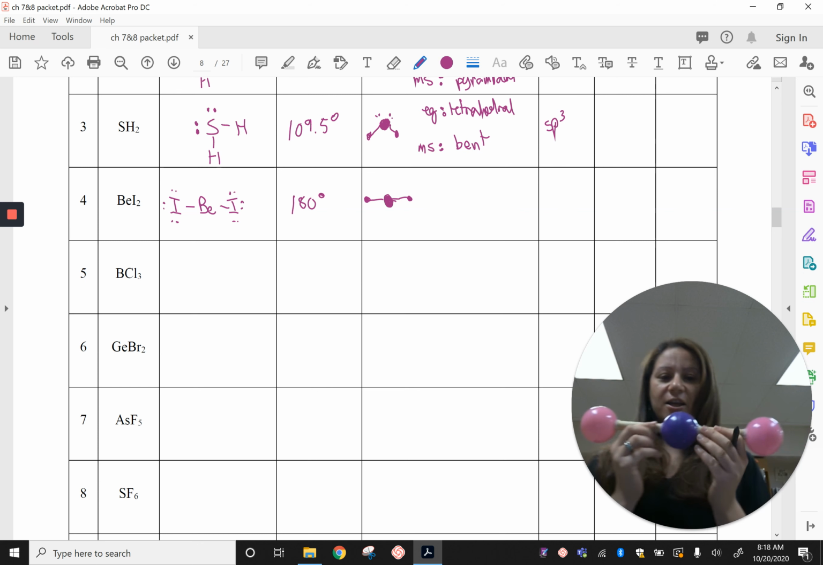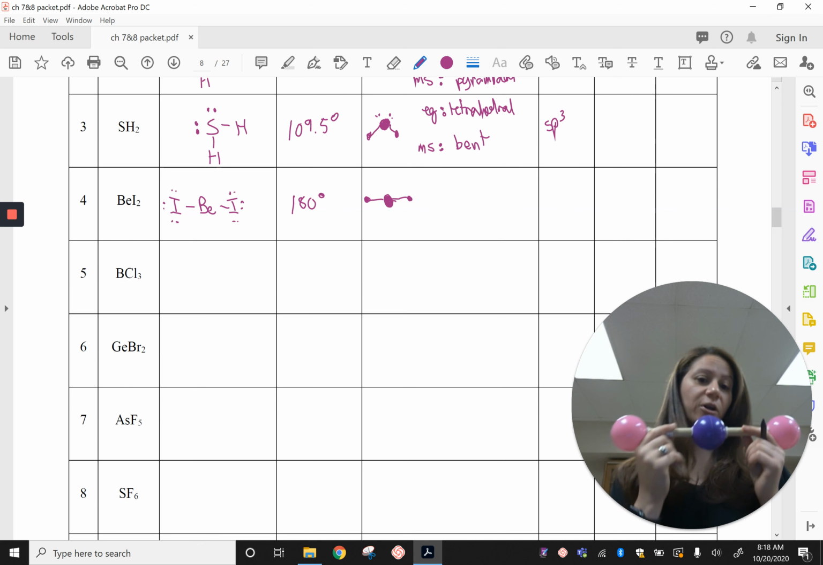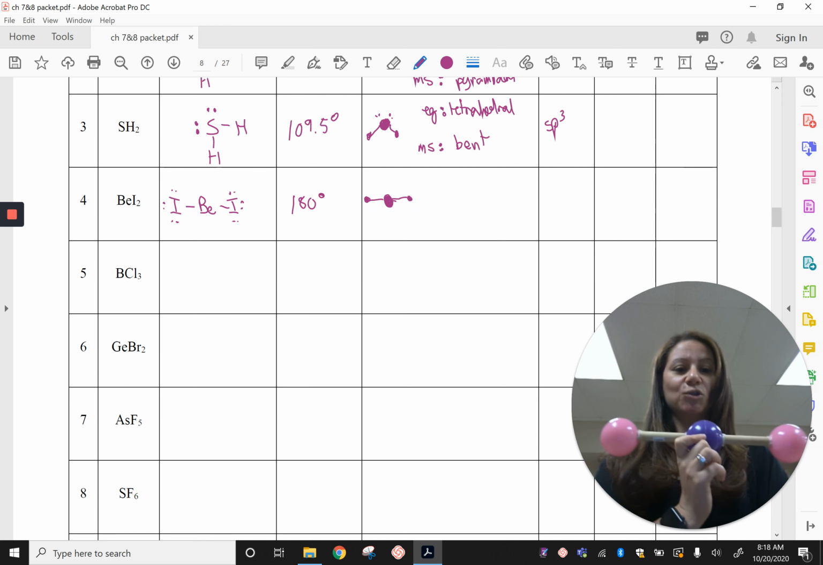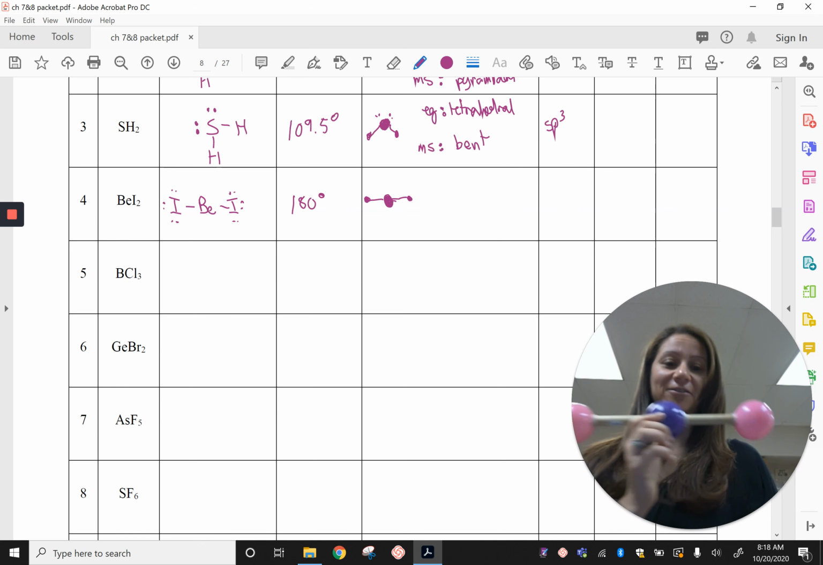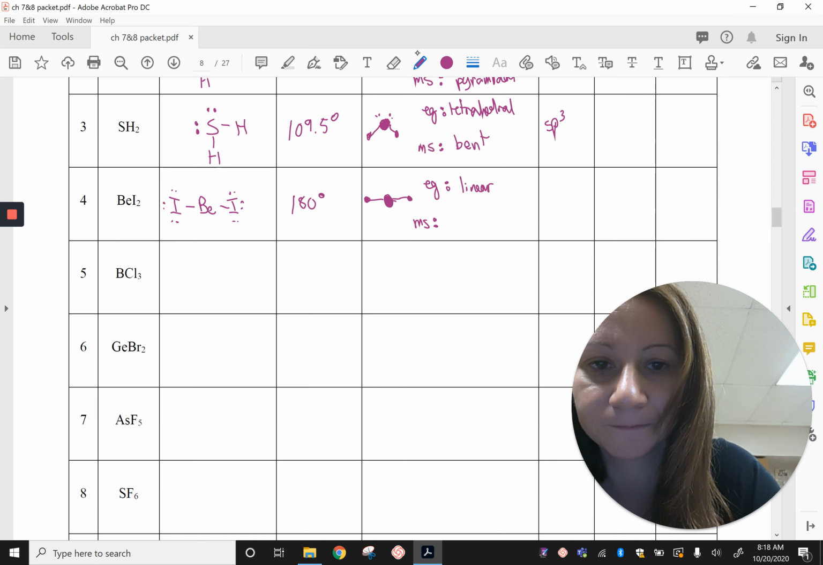So all my electron areas are in bonds, so my electron geometry and my molecular shape are going to be the same here. And what do you think this is called? It's called linear because it looks like a line. It's an easy name. So my electron geometry and my molecular shape are both linear.